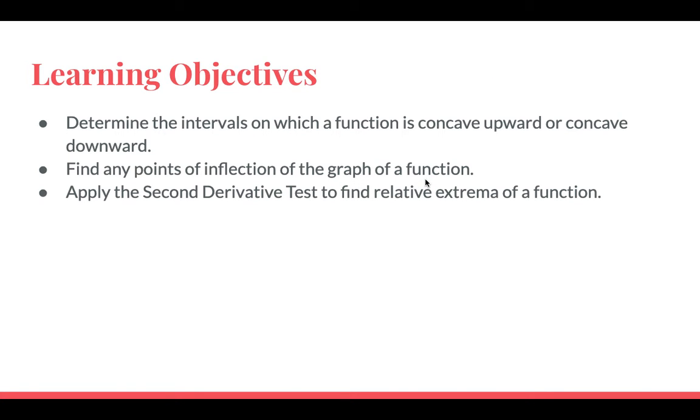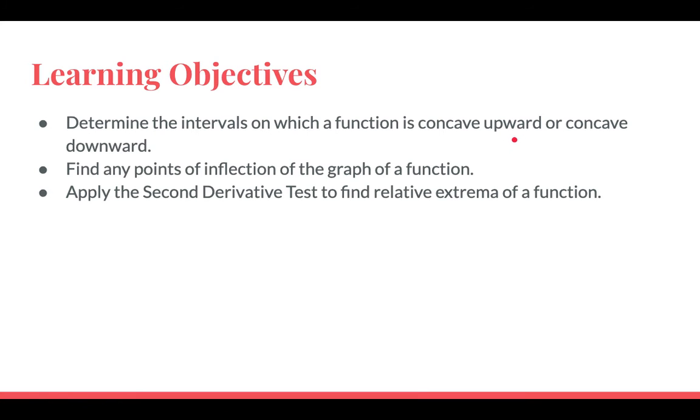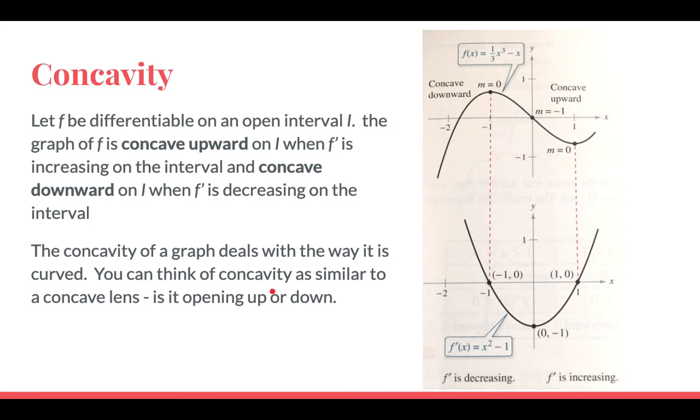Okay, so our objectives for this unit are: determine intervals on which the function is concave up or concave down, find points of inflection of a function, and apply the second derivative test. So of course we're going to have to define what it means to be concave upward, concave downward, and what an inflection point is. So let's start with concavity.